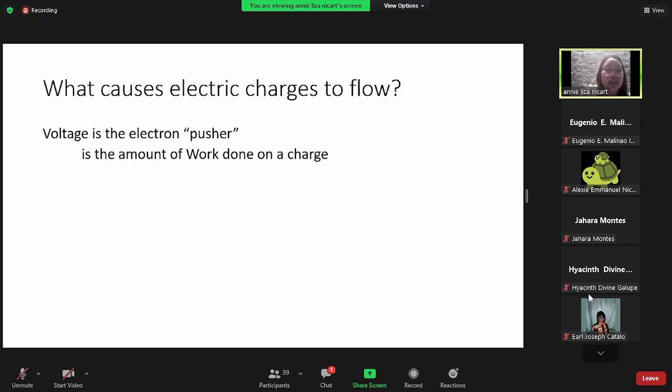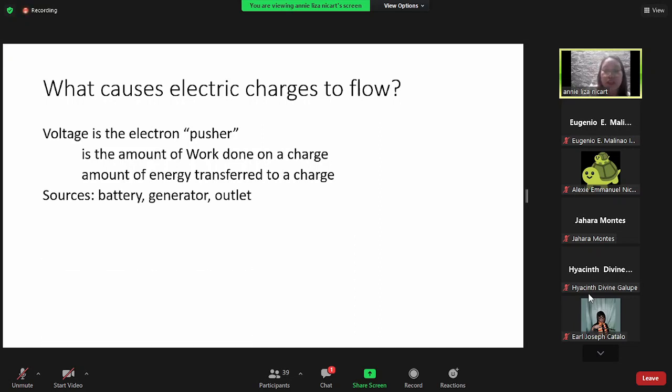So voltage is the amount of work done on a charge. So kapag nag-work ka, you're working, you're exerting energy. So kapag nag-work ka, you're actually converting energy from one form to another. Or it is the amount of energy transferred to a charge.